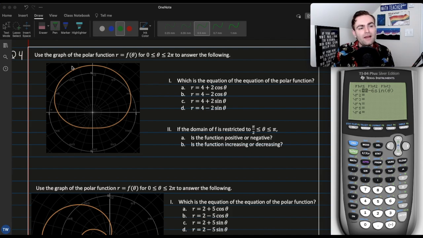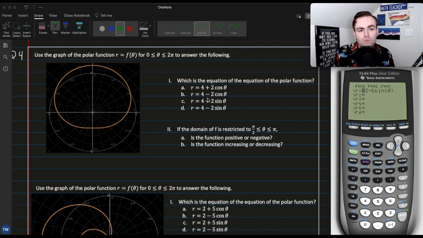So we have the graph of a polar function. We can see it is a dimpled limaçon. So we need to come up with the equation for it. All of these are dimpled limaçons because the A is larger than the B.